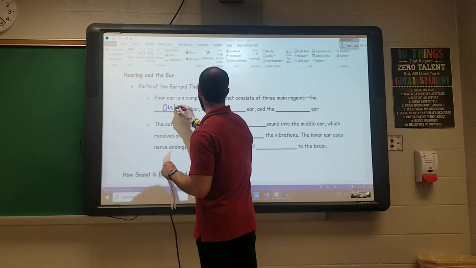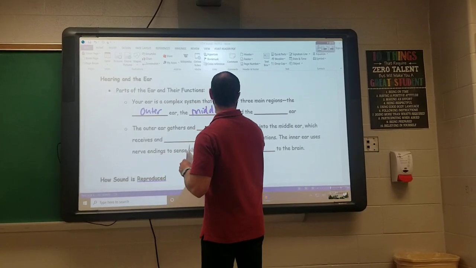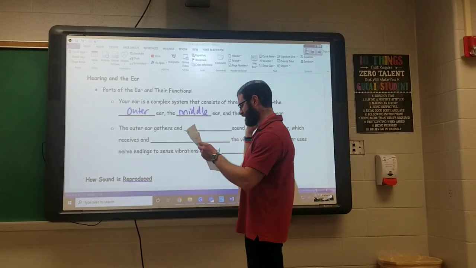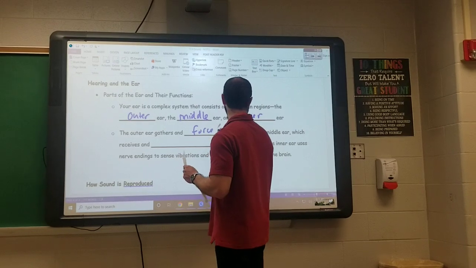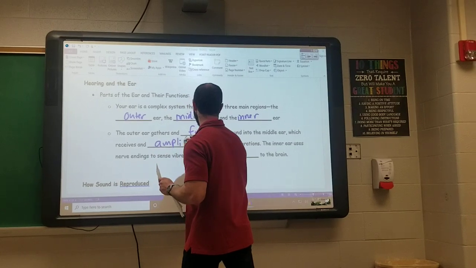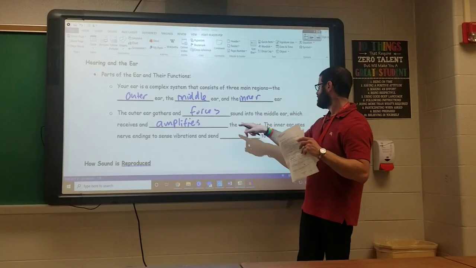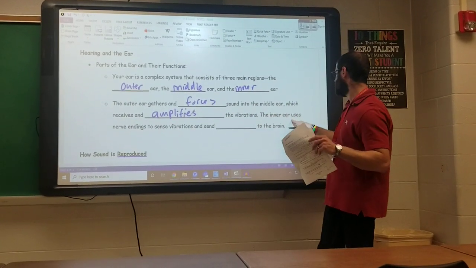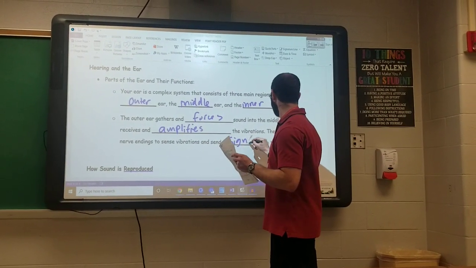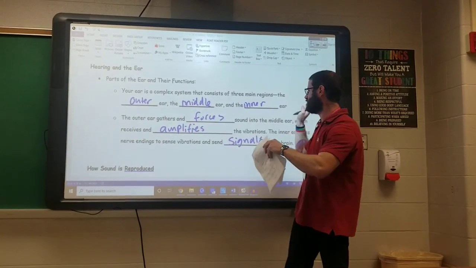Okay, so outer ear, the middle ear, and the inner ear. We'll look at a diagram here in just a second. The outer ear gathers and forces sound into the middle ear, which receives and amplifies. Amplifies basically makes the sound louder, amplifies the vibrations. The inner ear uses the nerve endings to sense the vibrations and send signals to the brain. So the outer ear gathers the sound, forces it into the middle ear.